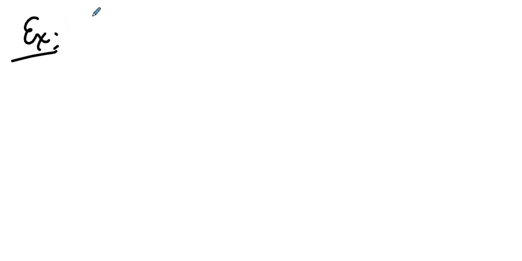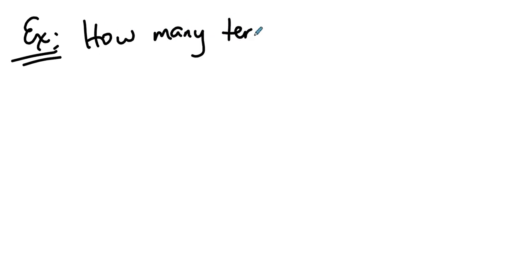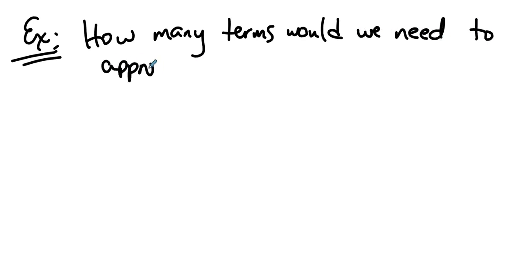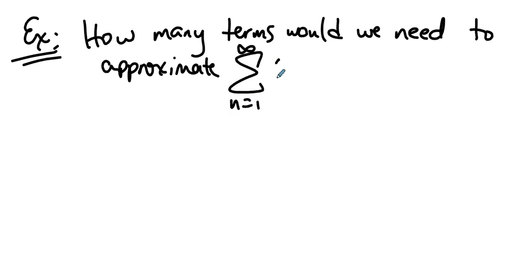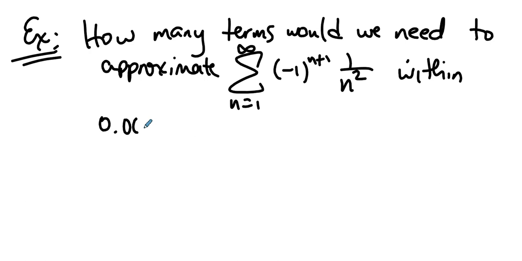We could ask the question the other way. How many terms would we need to approximate the sum of the 1 over n squareds within 0.0000, too many zeros, 4 zeros and a 1. 1 over 100,000.